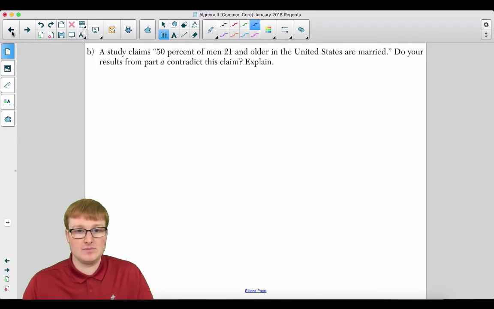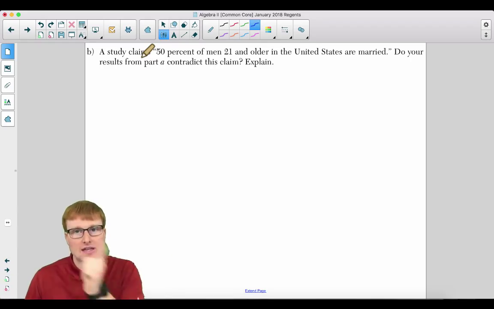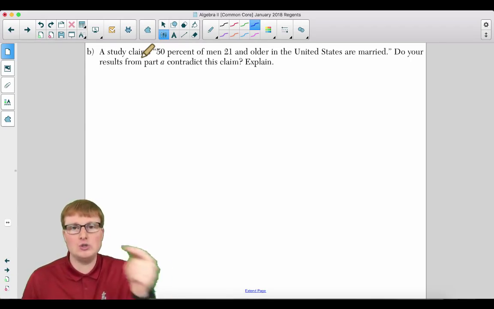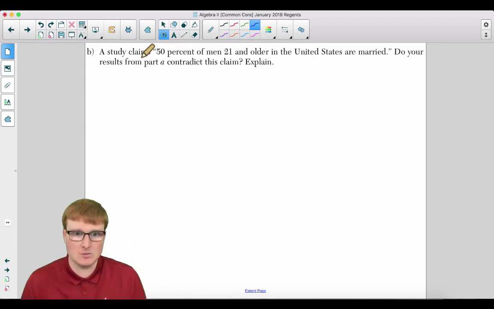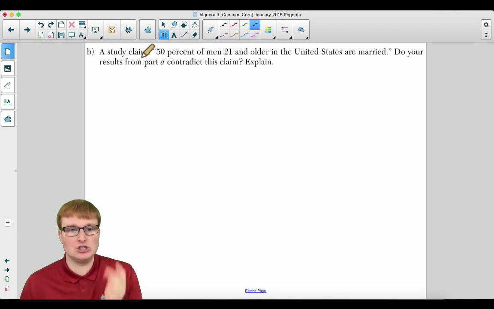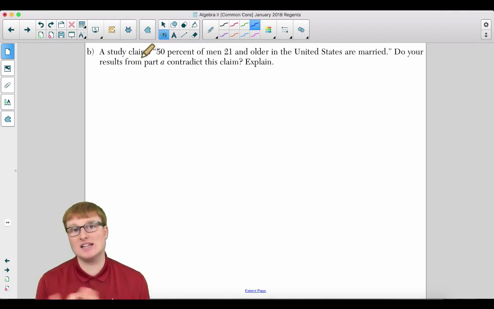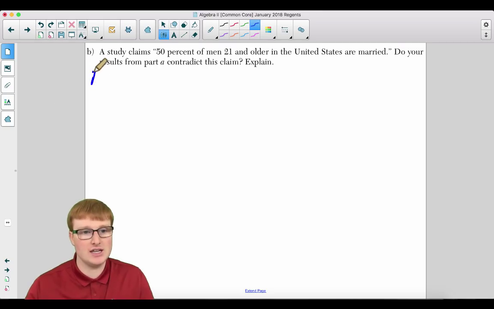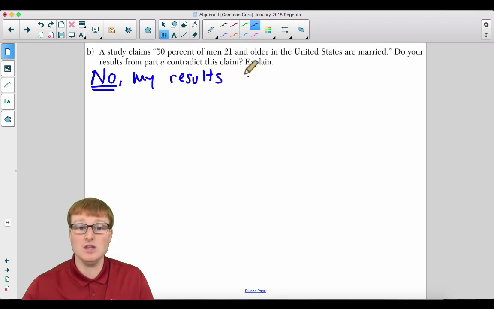So, do they contradict the claim? No. Do they support the claim? Yes, they do. But for this answer, does it contradict the claim? No, it does not. It supports the claim. So, you're going to say no. I know that's annoying. No. My results do in fact support the claim.